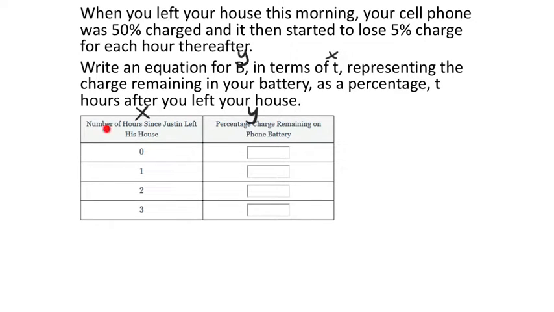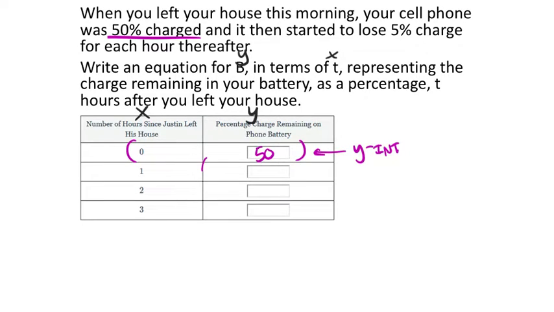So it says number of hours since Justin, or you, I guess, left your house. Right there is 0. So that means that you wouldn't have left your house. Then we know that you were at a 50% charge. Okay, that's what it was when you left your house. So in here, the percentage charge remaining on the phone or battery, 50%. But again, this tells us right here that we have the y-intercept because the x value is 0.